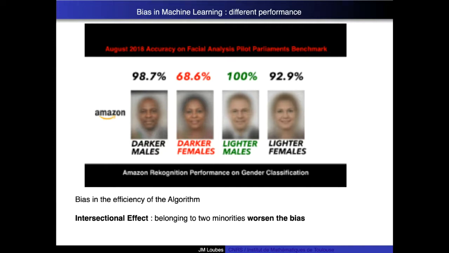And it's even worse if you are in the true minority class. That means if you are an Afro-American female, then you see the algorithm is not working anymore because the accuracy falls to 68%. This is a kind of bias which is called, in sociology, an intersectional effect. That means that the bias is not the simple addition of biases, but the joint bias is worse than the sum of all the biases. So how is this possible?